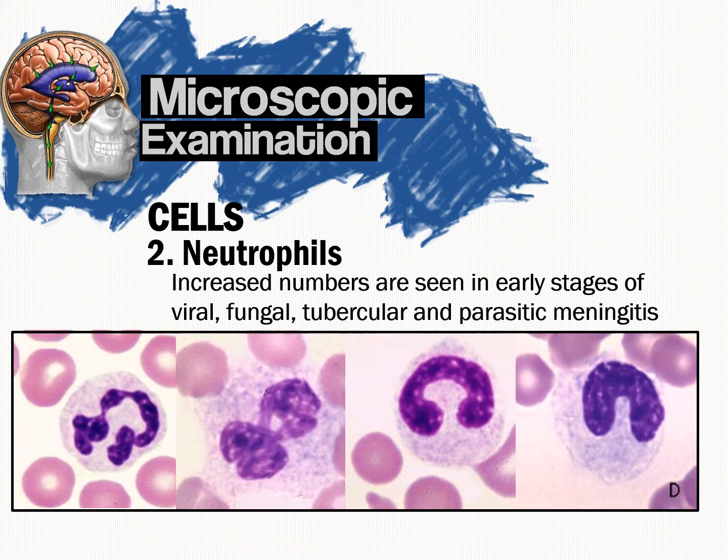Neutrophils are occasionally normally seen in improved concentration methods. Increased numbers of neutrophils are seen in the early stages of viral, fungal, tubercular, and parasitic meningitis. This is also associated with bacterial meningitis and CNS hemorrhage, repeated lumbar puncture, and injection of medications or radiographic dye.